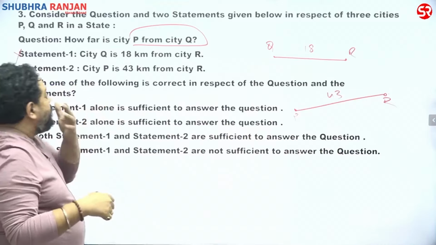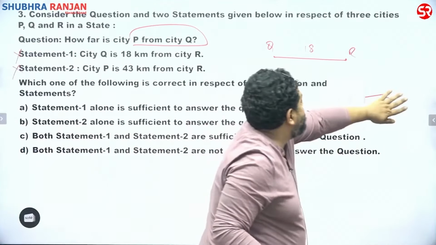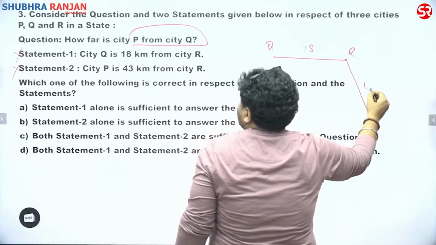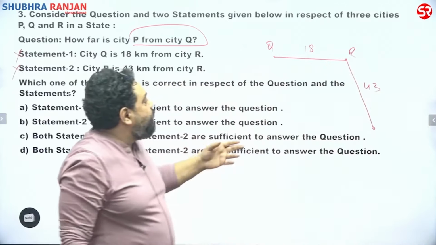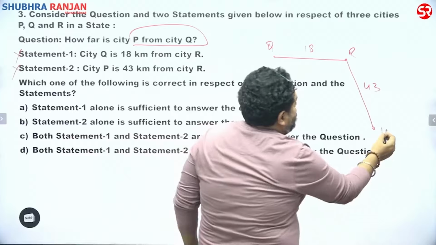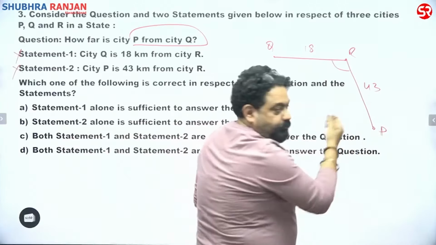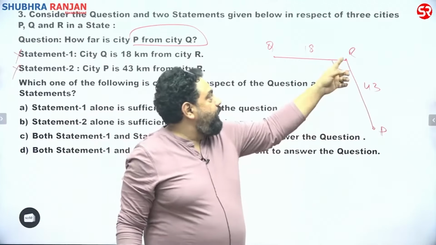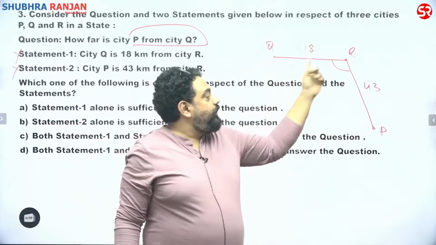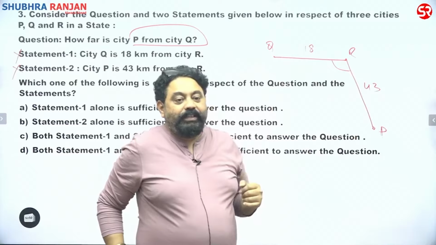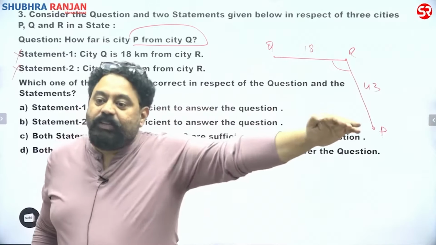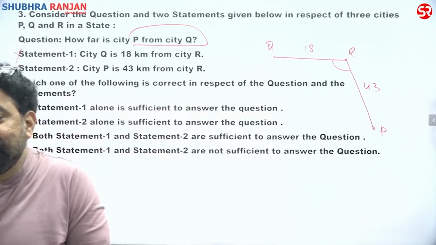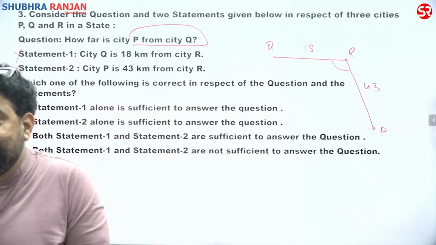Combining them together, this is 18 and this is 43. But then how can we find distance between P and Q when we don't know this angle? We don't know where is the direction of P from R and Q from R. So if you draw the straight line, then it is easy, 43 plus 18. But it is not mentioned that they are in a collinear state. So legally, the directions of the cities are not given to you. Now you would find P by Q to be easy.